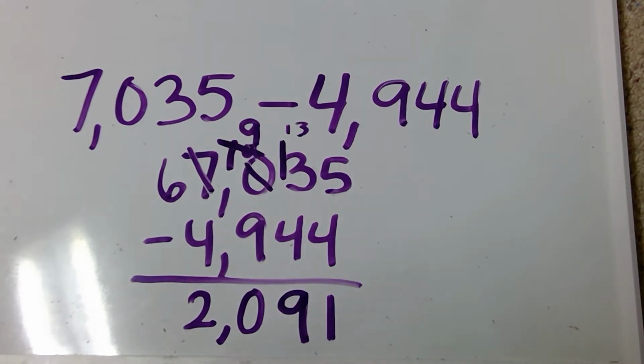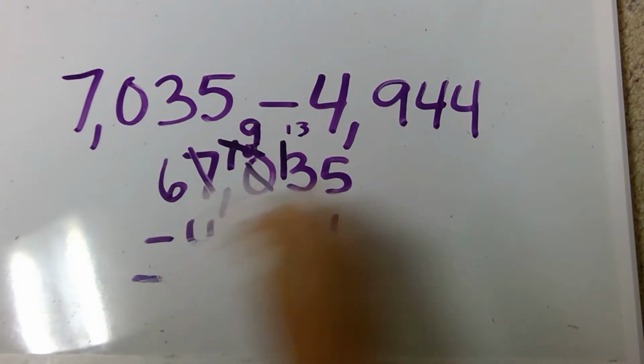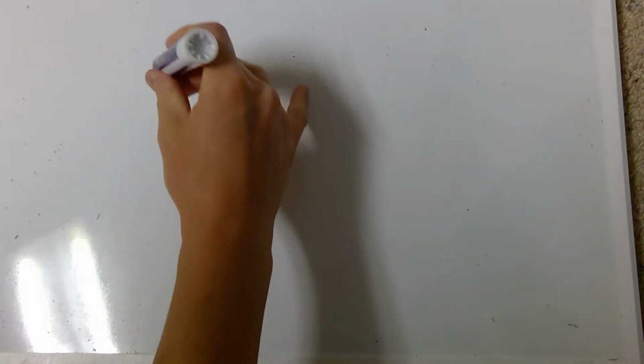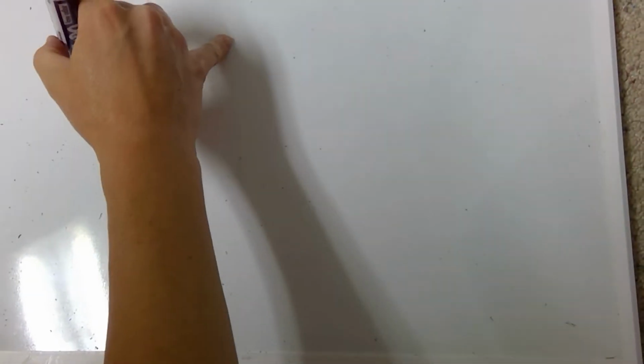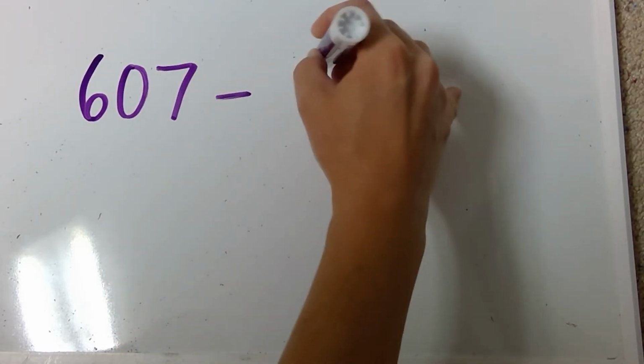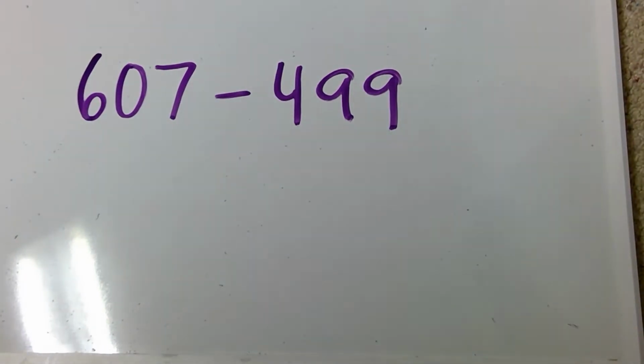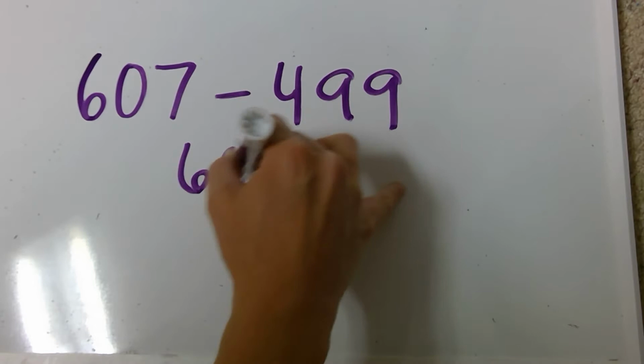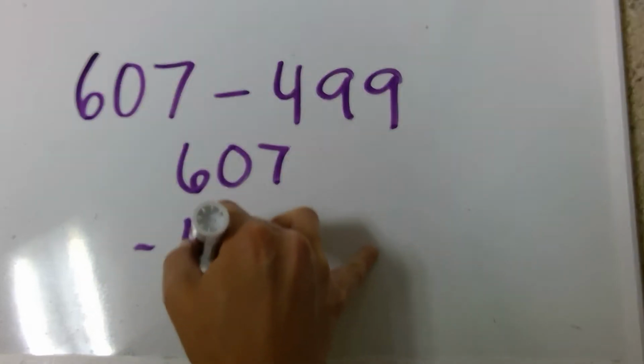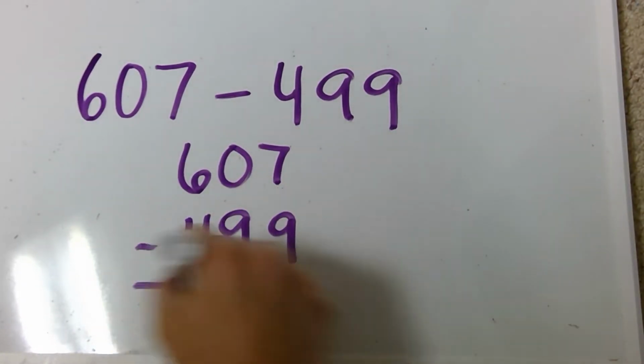Okay, now let's look at another one. If we're borrowing across a 0 again, that's what that's called, when you have a 0 in the middle and you have to borrow across it. So let's say 607 subtract 499. If you know what to do, solve it. Pause and solve. 607 minus 499.